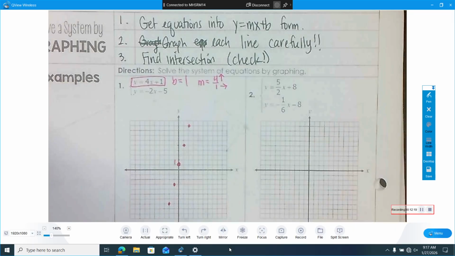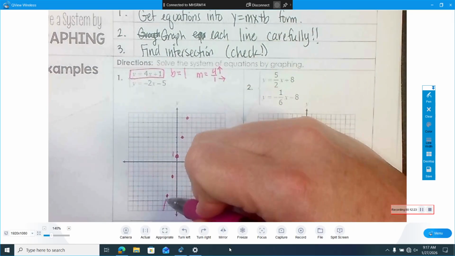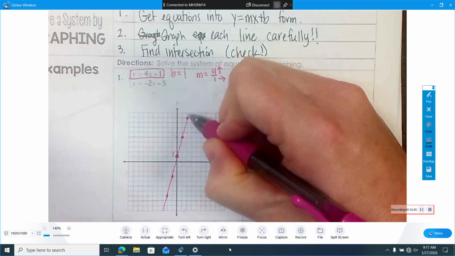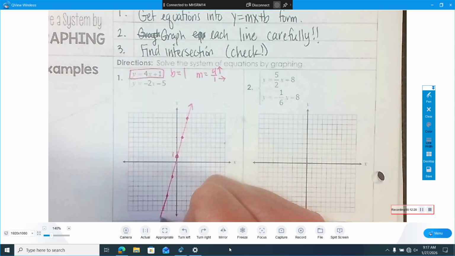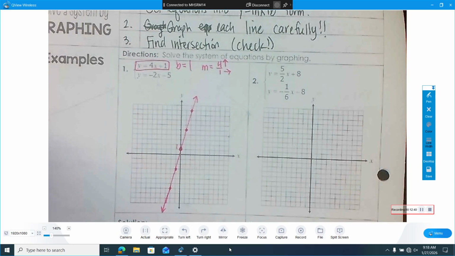So I'm going to make sure my first line I graph fully. And now I can go ahead because I have really clear points. Connect the dots. So there's my pink line. Now I think you guys are doing this in Delta Math, so it's nice it'll graph a perfect line for you with just 2 points. But by hand, we want to be extra careful, okay?